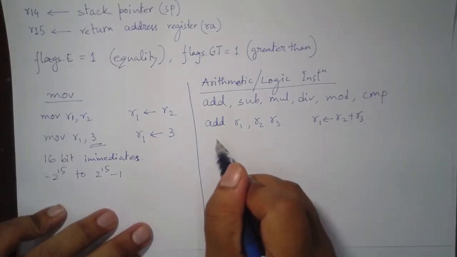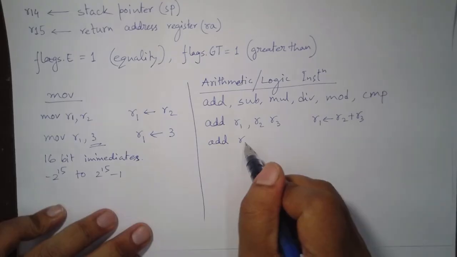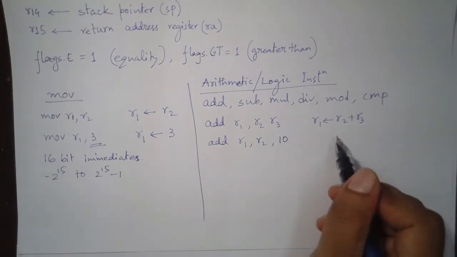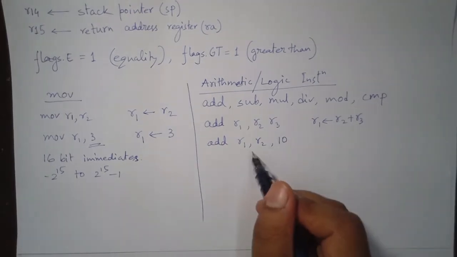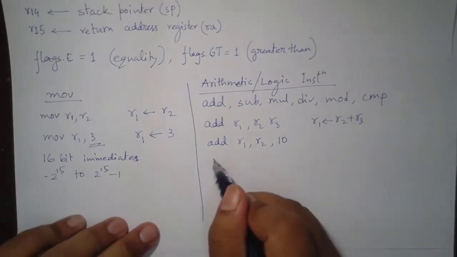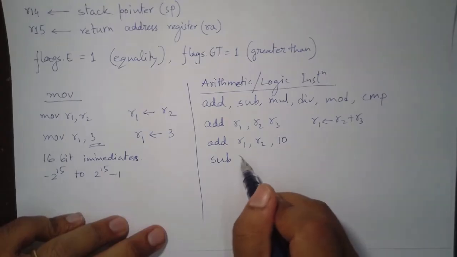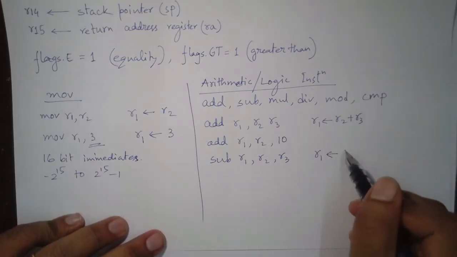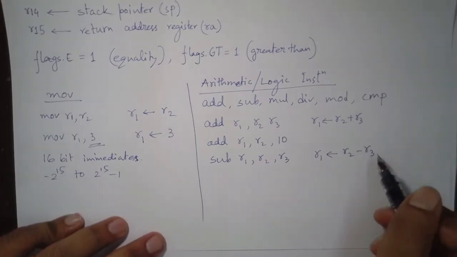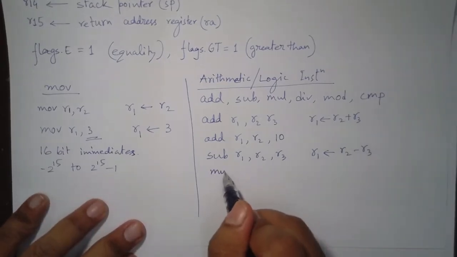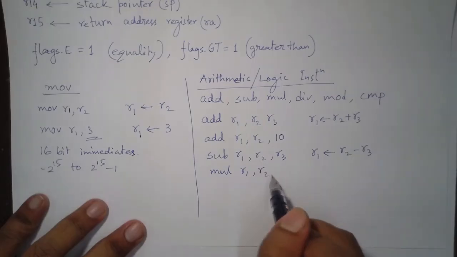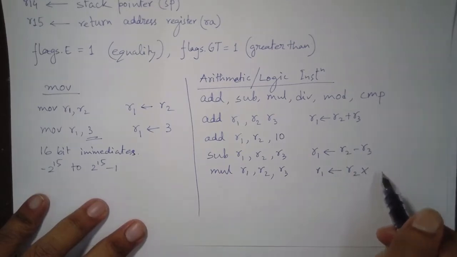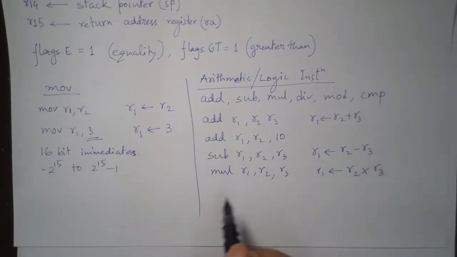Similarly, you can have an add instruction where one of the operands is an immediate value. All right. So, the meaning you know already. Here, R2 plus 10 will be stored in R1. Similarly, you can have subtract, which is, let us say, R1, R2, R3. It means that you subtract R3 from R2 and store it in R1. You can write multiplication, again R1, R2, R3. That means R1 will be storing the value of this operation, R2 multiplied by R3, right.